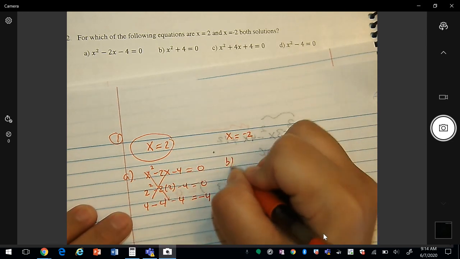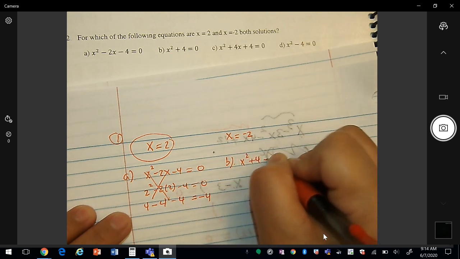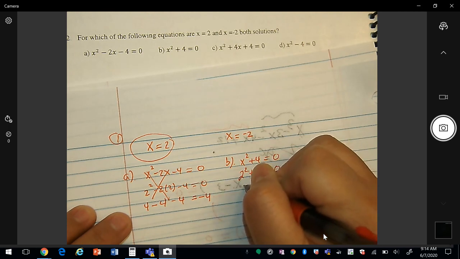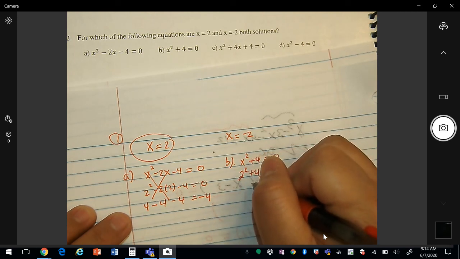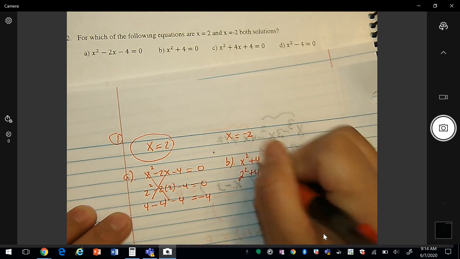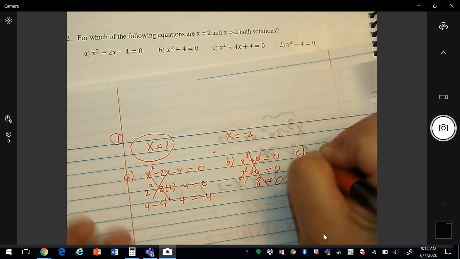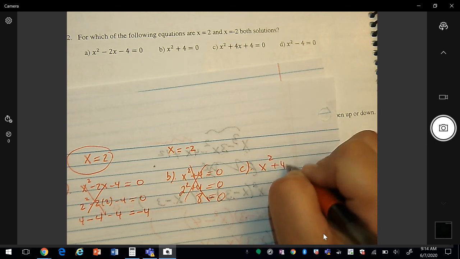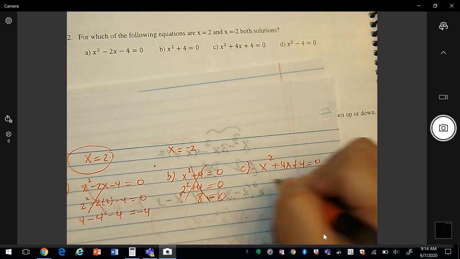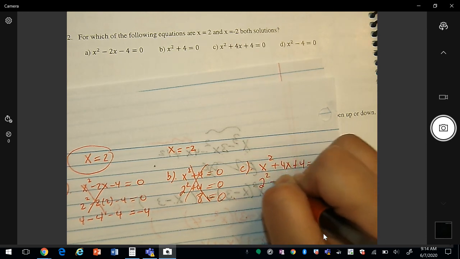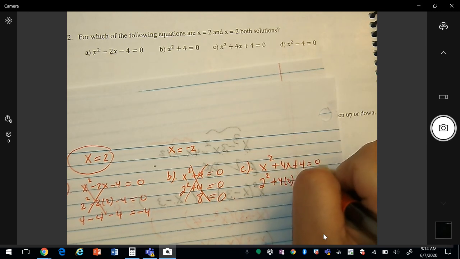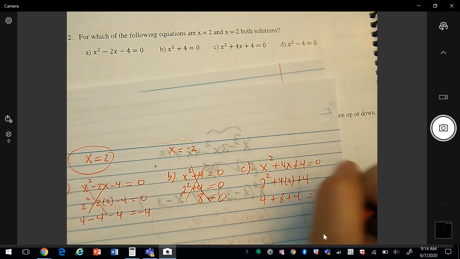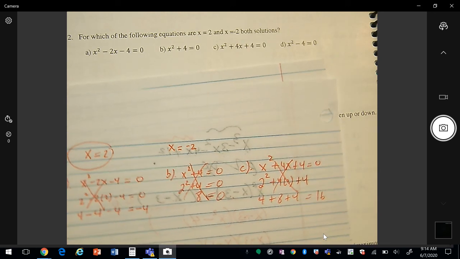So then letter B was x squared plus 4 equal to 0. So 2 squared plus 4 is equal to 0? We get 2 squared is 4, plus 4 is 8. And that's not going to work either. And so we can keep going. The next one is C. So we plug in the 2, then we get 4 plus 8 plus 4, which is 16, so that doesn't give you 0.